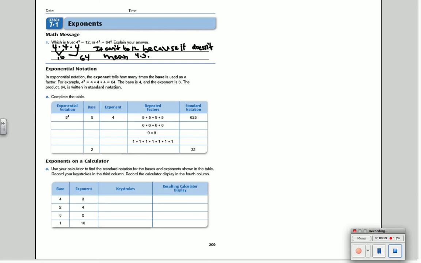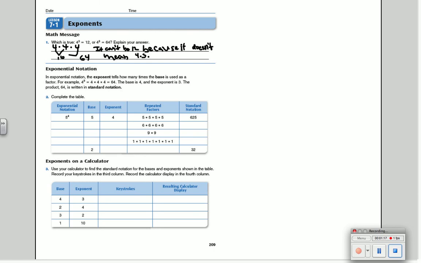Okay, so which is true? 4 to the third power equals 12 or 64? I got 64 because 4 to the third power means 4 times 4 times 4. And of course, 4 times 4 is 16, and then 16 times 4 is 64. I also added in there, it can't be 12 because 4 to the third power doesn't mean 4 times 3.